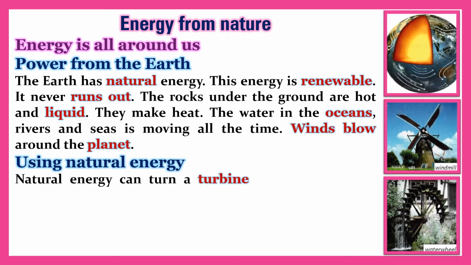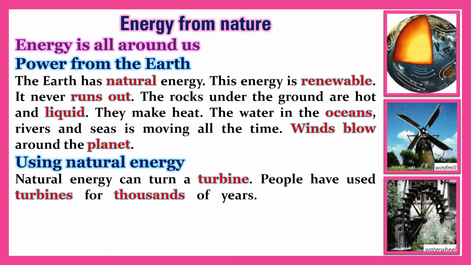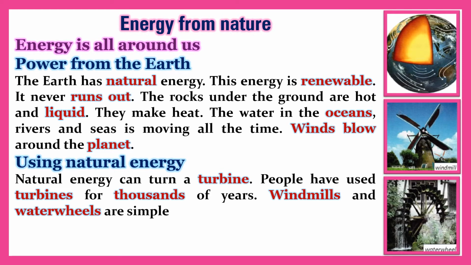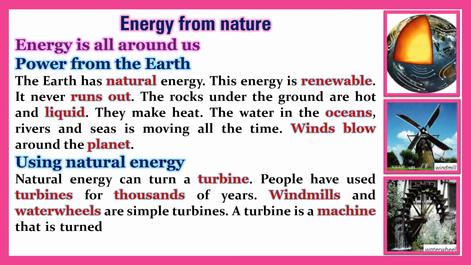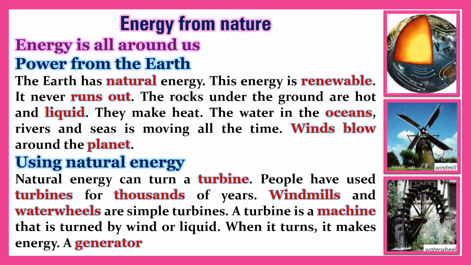Using natural energy. Natural energy can turn a turbine. People have used turbines for thousands of years. Windmills and water wheels are simple turbines. A turbine is a machine that is turned by wind or liquid. When it turns, it makes energy. A generator makes this energy into electricity.